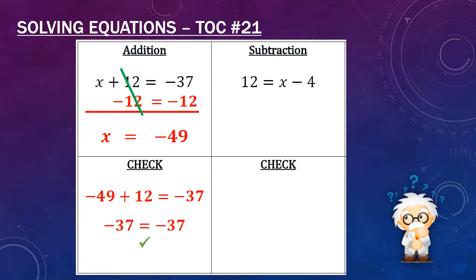Let's look at the subtraction problem. So now I have 12 equals x minus 4. It's okay that it's confusing, because it's kind of, oh wait. It's okay. It's still the same problem. It's just this time the variable is on the right.